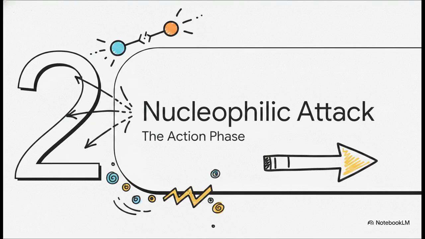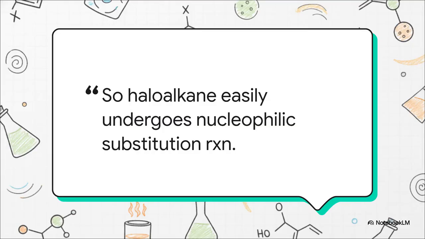Section 2, the nucleophilic attack. So we've got this vulnerable, highly polar bond. What happens next? Let's transition to the action phase of our explainer. The source material gives us this definitive quote, "So haloalkanes easily undergoes nucleophilic substitution reaction." Because that C-X bond is so ready to break or dissociate, it sets the stage perfectly for a nucleophile. That's a nucleus-loving, electron-rich species. It comes in, attacks that carbon, and completely kicks out the halogen. The halogen is substituted right out by the nucleophile. And this simple mechanism is the core engine for every single compound we're about to build today.